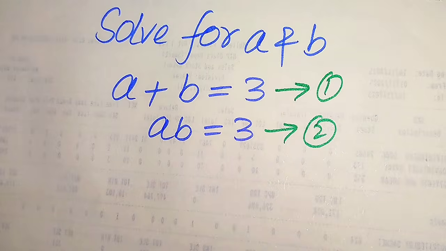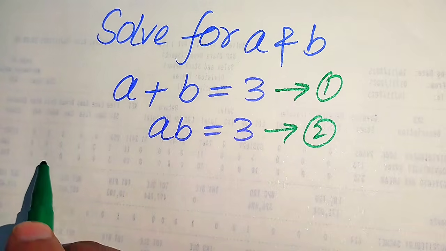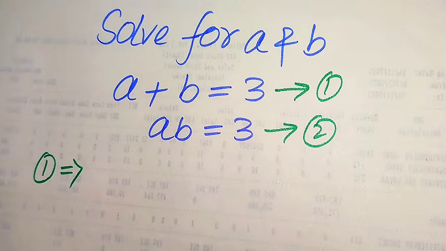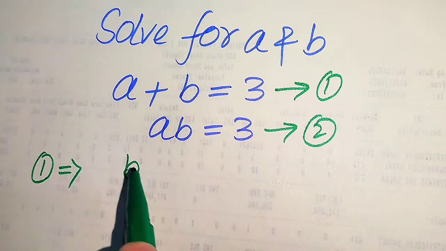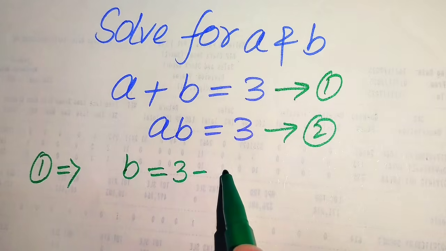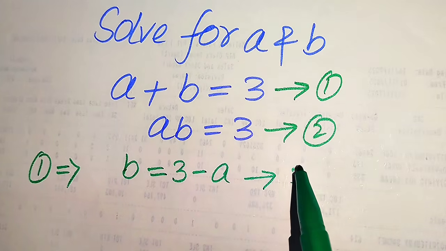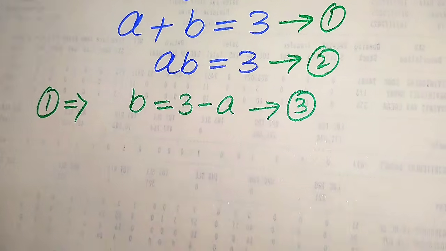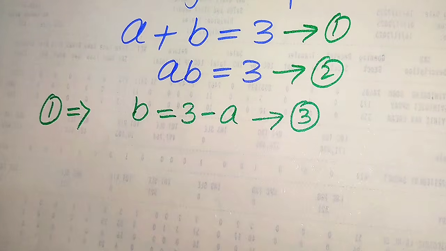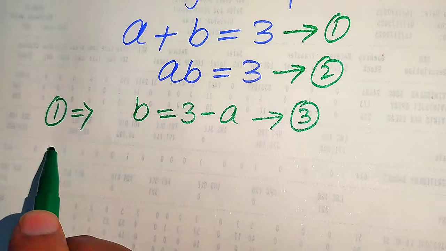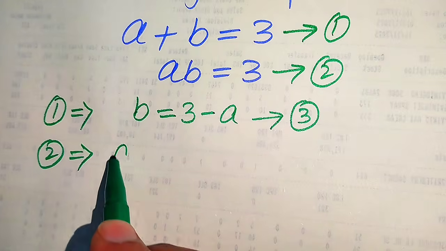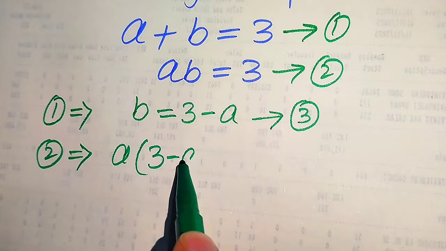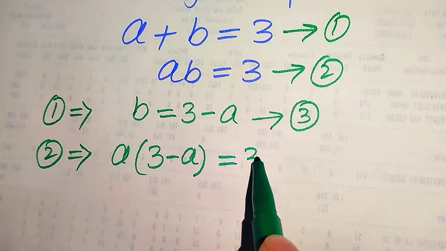Here we need to focus on equation number 1. First we move this a to the right hand side, and it will be written as b equals 3 minus a, and we call this equation number 3. We substitute equation number 3 into equation number 2, so equation number 2 implies a times b, where the value of b is 3 minus a, equals 3.